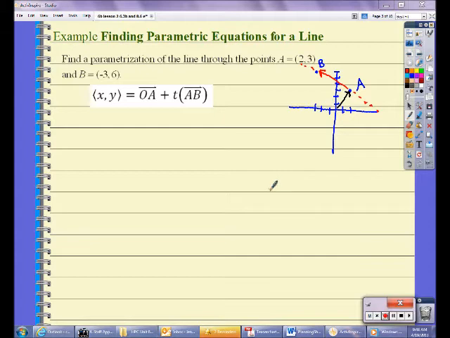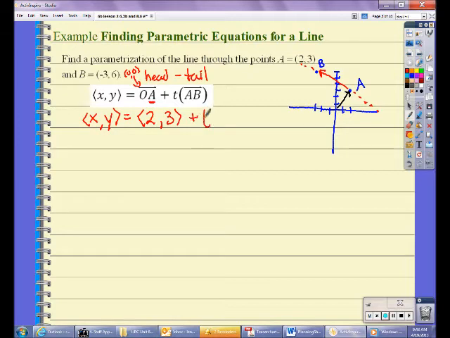Let us begin. So, x, y equals vector OA. Now remember, to get this you have to do head minus tail. So the head is going to be A and the tail is the origin. Hey, that's 0, 0. What happens if you subtract 0? Nada. So OA you can just use 2, 3 because it's 2 minus 0 and 3 minus 0.